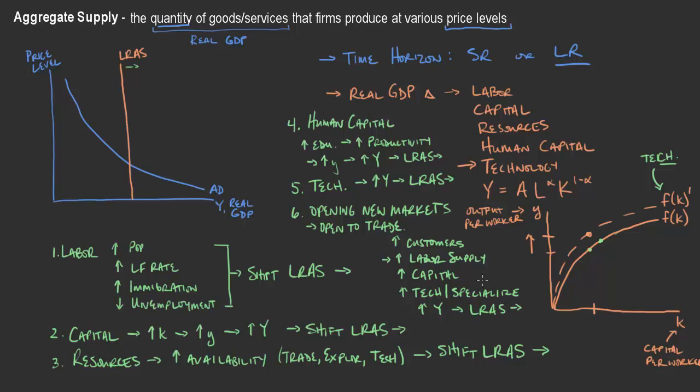and a long-run aggregate supply curve shift to the right. So we spent some time thinking about the long-run aggregate supply curve here. All of that is a review of what we've talked about with the production function to set up why the short-run aggregate supply curve is so important in our analysis of business cycles.